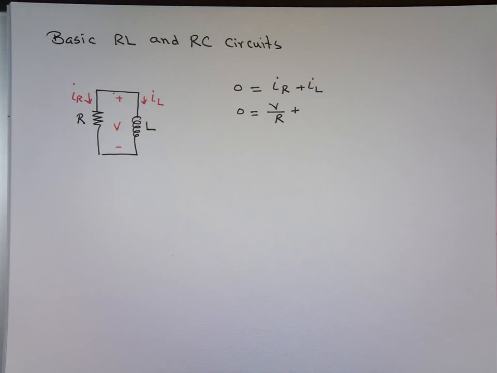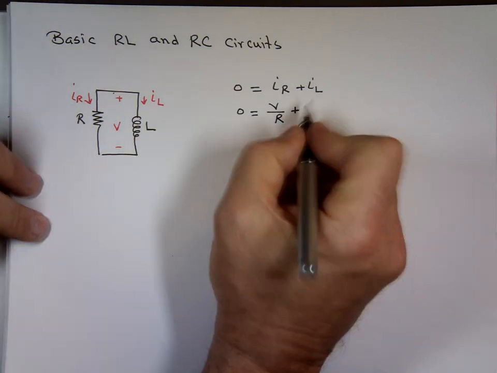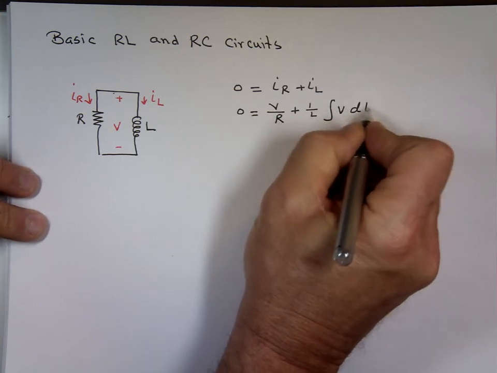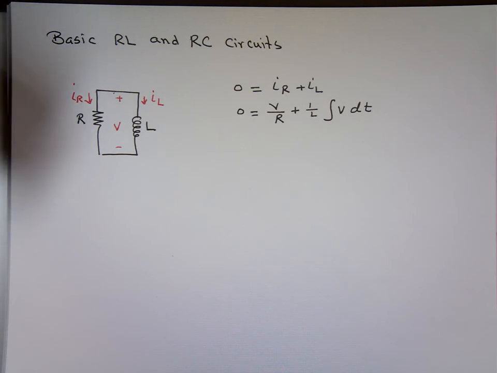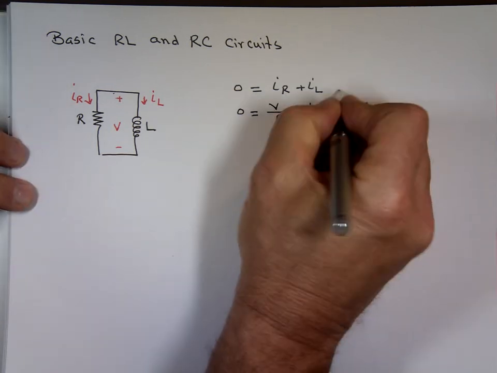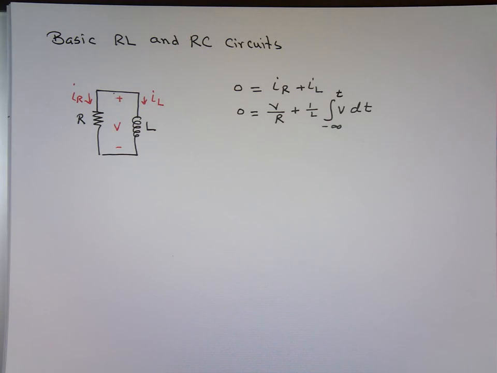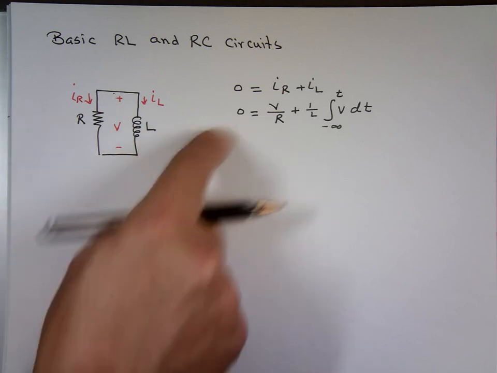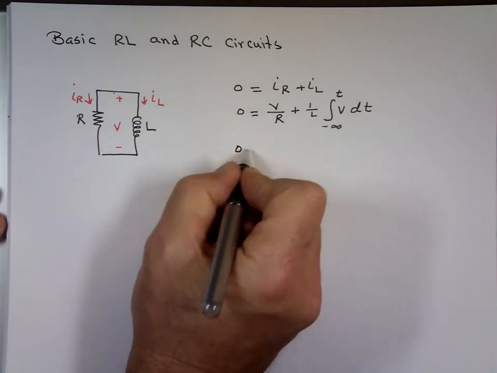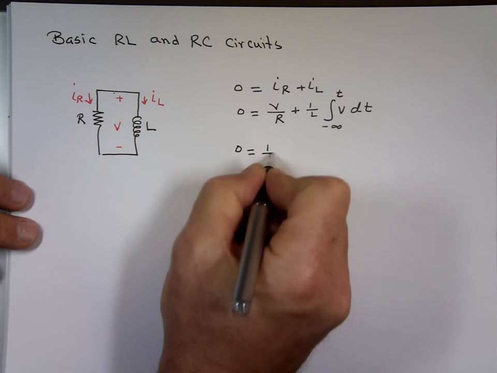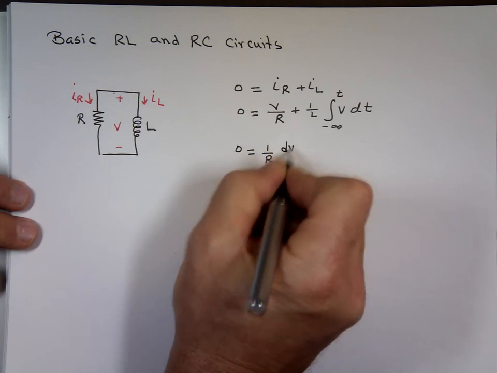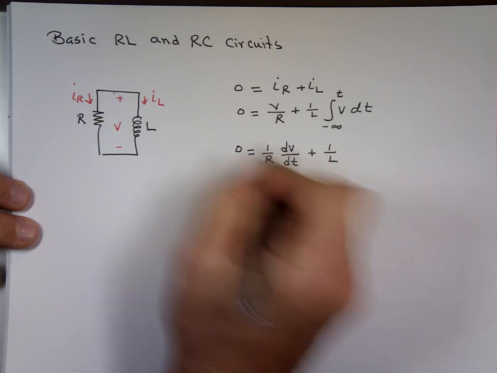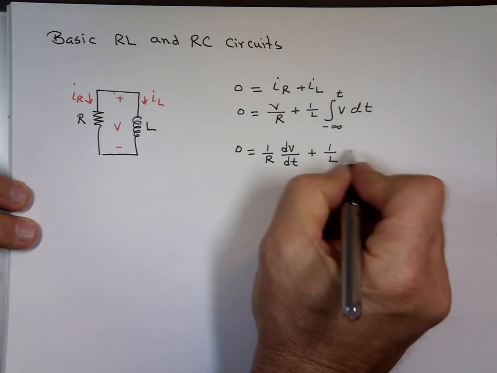Well, you can check your notes. You'll see we have what? 1 over L, the integral of V dt, from negative infinity to t. And anytime you have an integral, what we're going to do is actually take the derivative of that. The derivative of any constant is 0. This will be 1 over R dV dt plus 1 over L, and when you take the derivative of the integral, they cancel each other out.